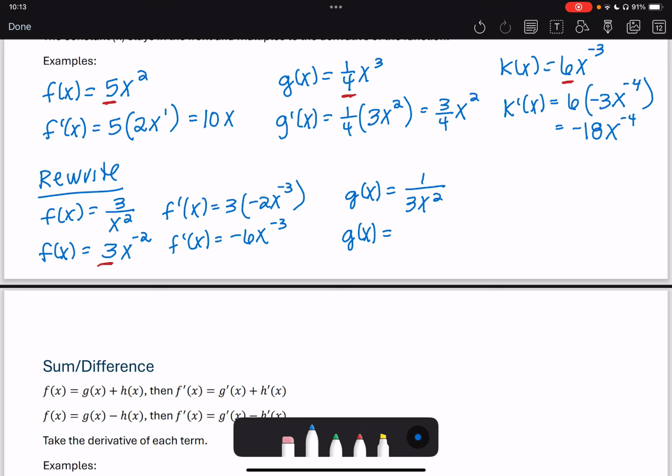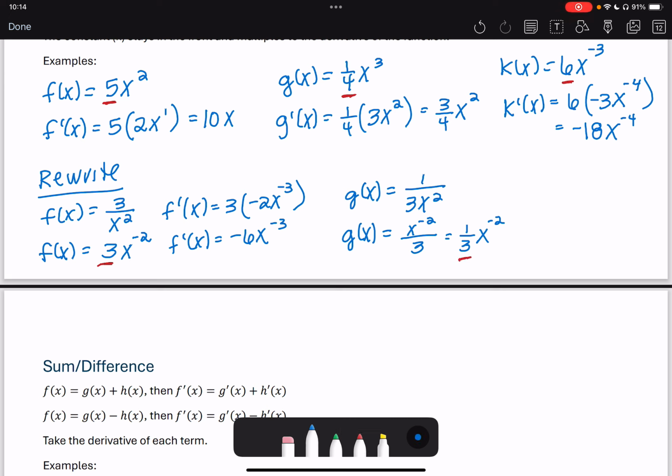Okay, and so I'm gonna do it a little weird here first, and then I'll show you how to think about that. So the 3 would stay in the bottom, x to the negative 2 on the top. Then what you want to do is think of this as 1/3 times x to the negative 2. Okay, now the 1/3 is going to be my constant multiple.